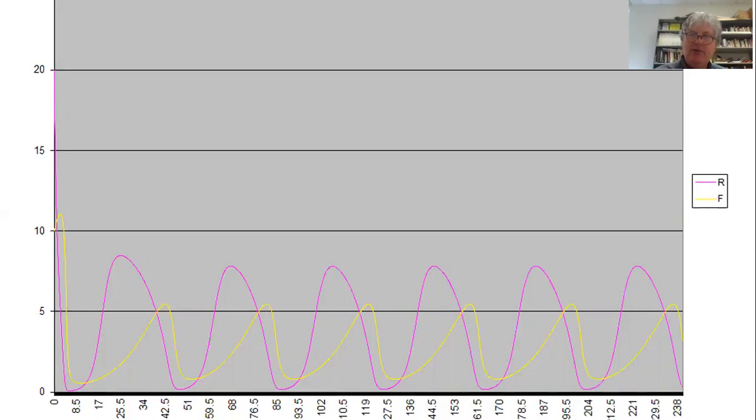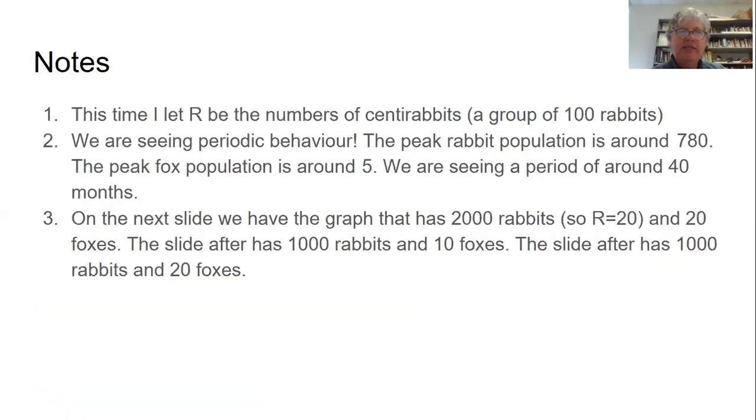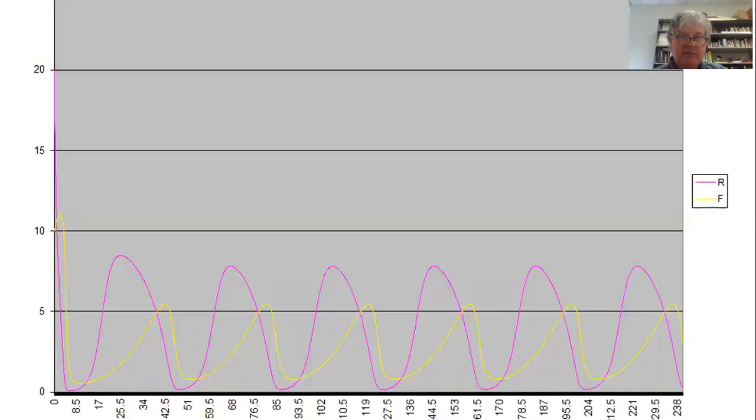You might ask, hang on, aren't the rabbit numbers a bit low? Well, what I did is I let R be the number of centirabbits, that is a group of 100 rabbits. So instead of multiplying the number of foxes by 100, I divided the number of rabbits by 100. As I said before, we are seeing periodic behavior, and the top of those peaks is around 780 rabbits, and for the foxes it peaks a little bit above 5, and we're seeing a period of around 40 months.